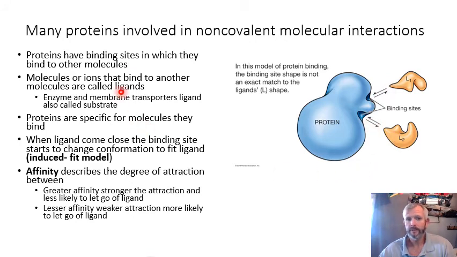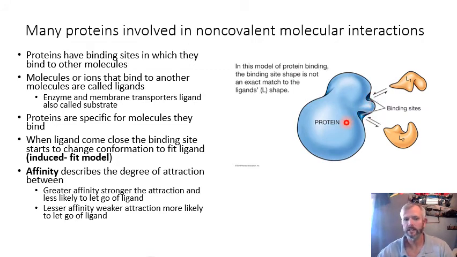Okay, they form these noncovalent molecular interactions with what we call a ligand. Okay, ions or other molecules that bind are called ligands. In an enzyme's case, or a membrane transporter's, these molecules would be considered what we call substrates.